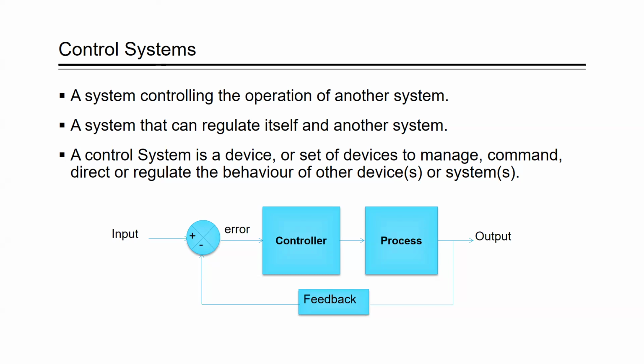And that is why you need a controller to ensure that the output you get is in line with the input you are providing. Now that controller takes in an error signal, which is a difference between the input provided and the output obtained. And that output is measured using a feedback process. So this diagram represents the operation of a control system.